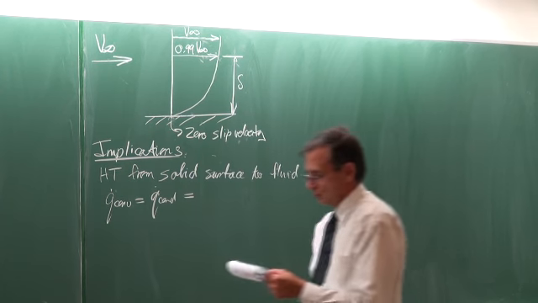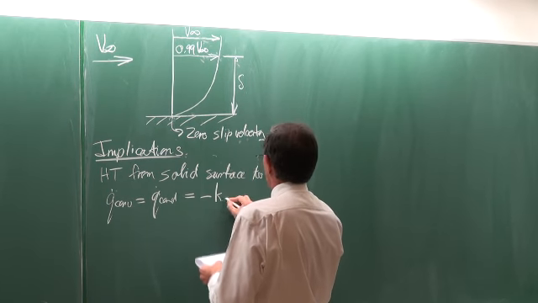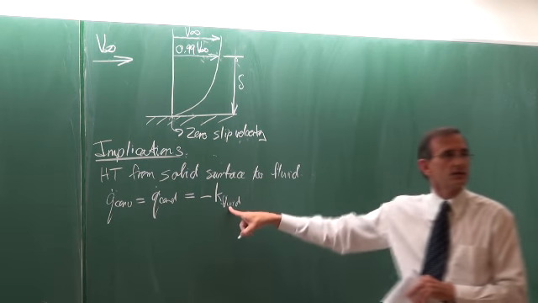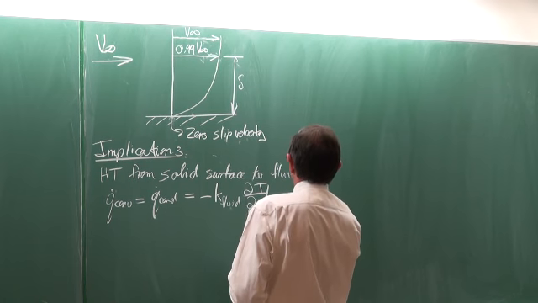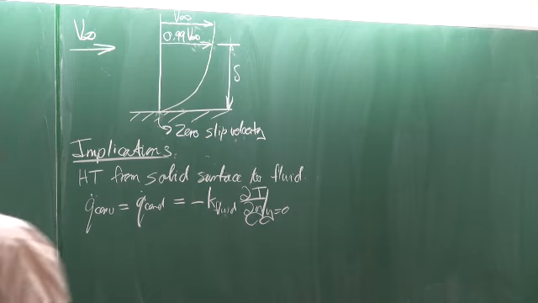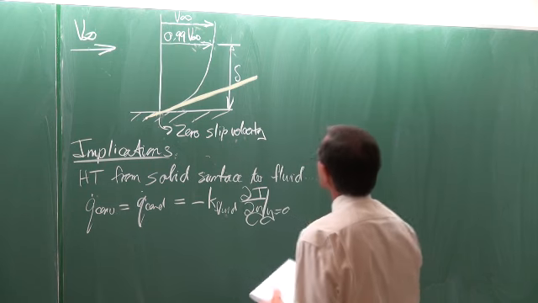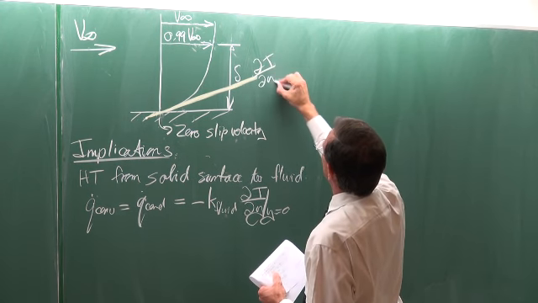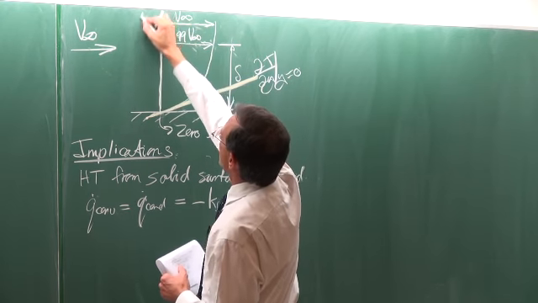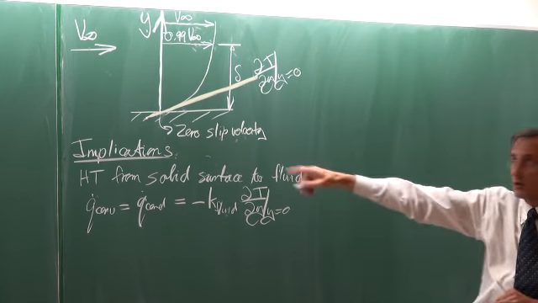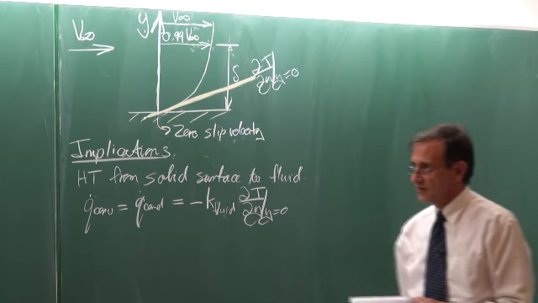The convection must be equal to the conduction. And the conduction is equal to minus k, take note of the fluid, multiplied by partial dT/dy, where y is equal to 0. So it is that gradient there. Partial dT/dy, where y is equal to 0, and we choose that as our y-axis. So where y is equal to 0, that gradient there would be the conduction heat transfer.